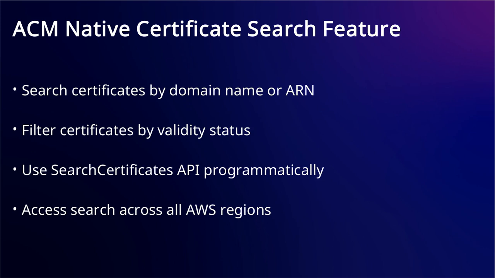You can use the Search Certificates API programmatically to integrate certificate search into your automation workflows and scripts. You can access search functionality across all AWS regions, including public AWS, AWS China, and AWS GovCloud, ensuring consistent certificate management regardless of your deployment location.